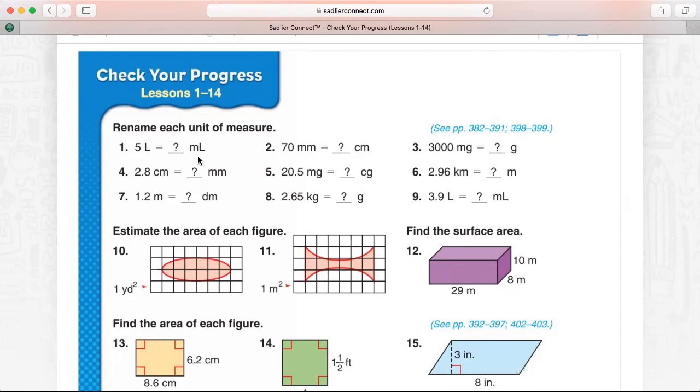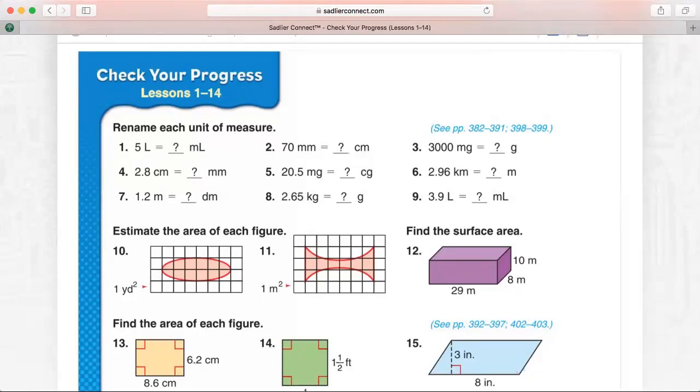Can you find it, Raf? Yes, teacher. Can you find from liter to milliliter? Okay. It is in the orange section. It is in the capacity. Yes, teacher. Okay. 1 minute. Yeah. Take your time.